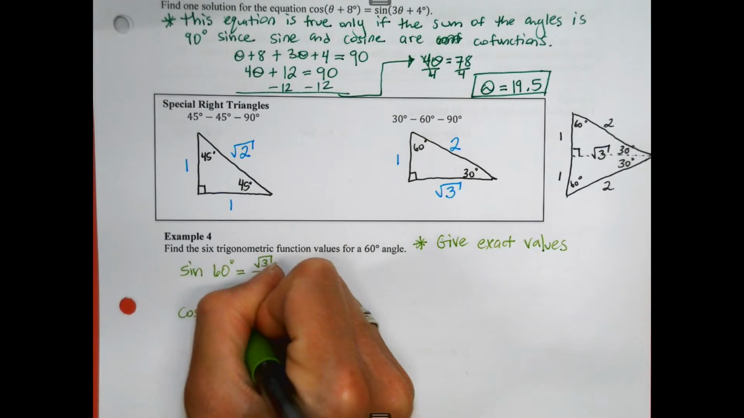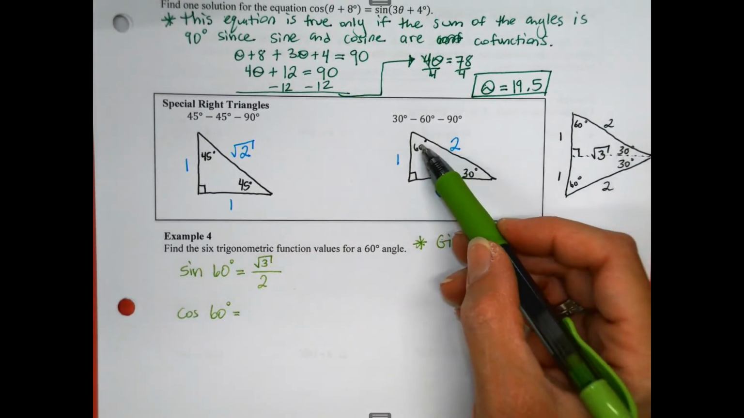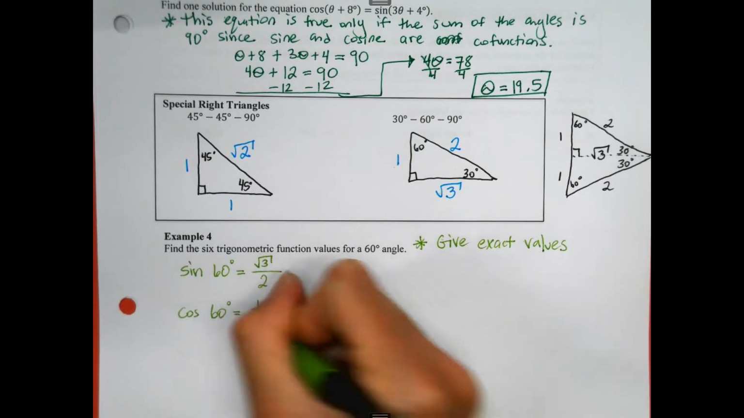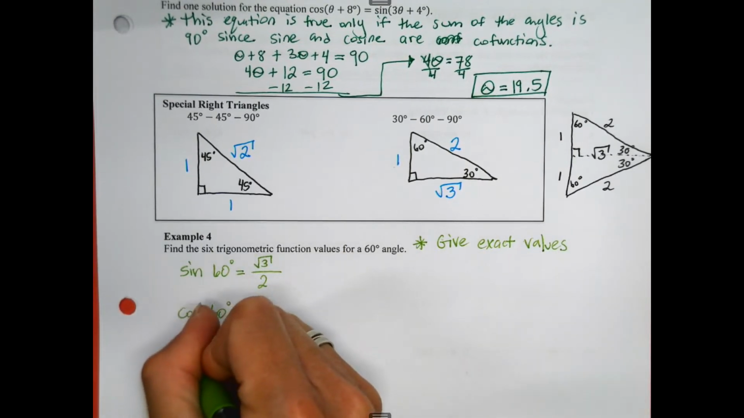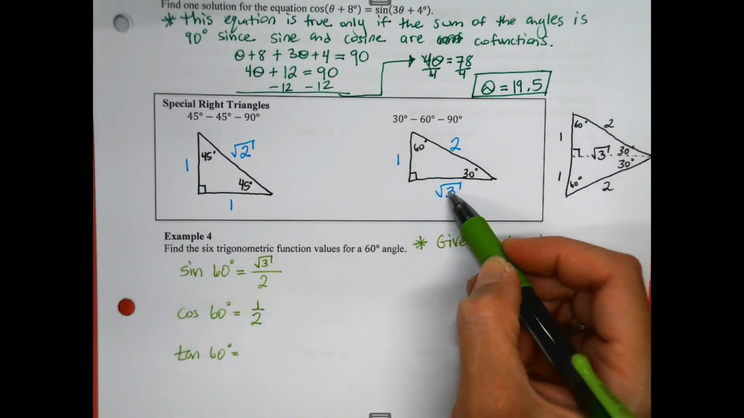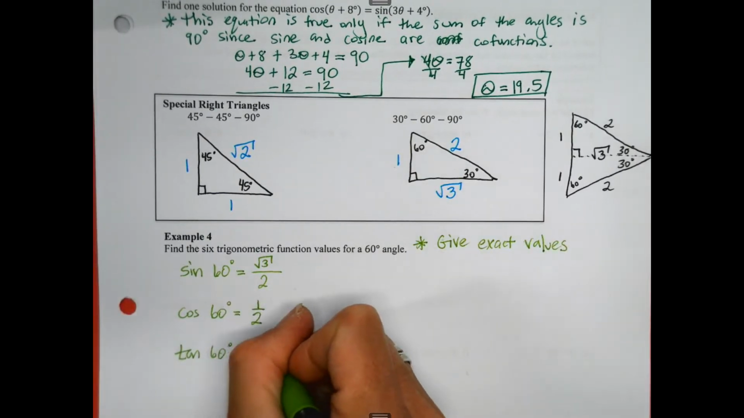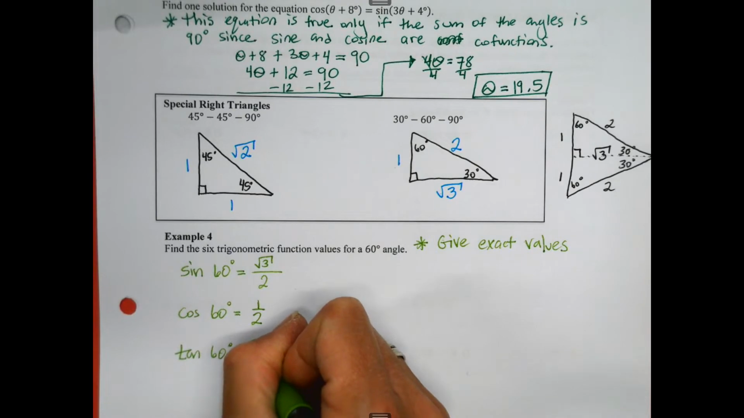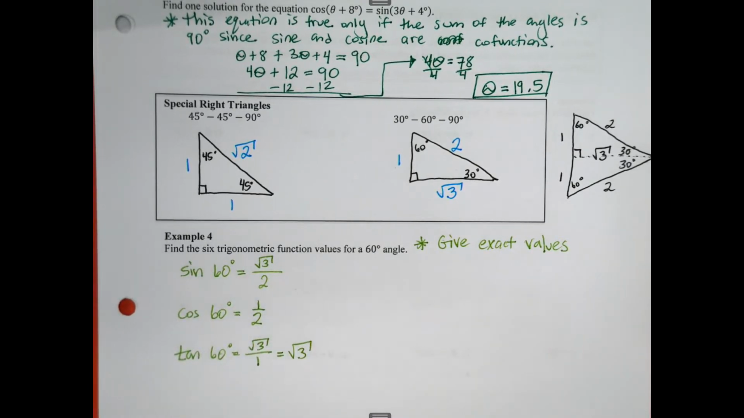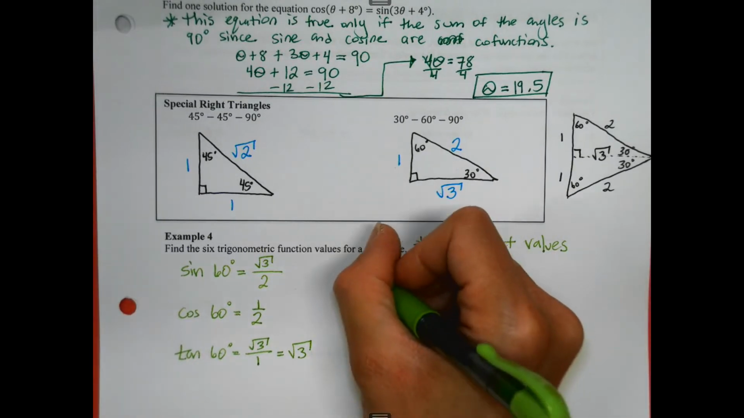Cosine of 60 degrees. Cosine is adjacent over hypotenuse. So it's going to be 1/2. And tangent of 60 degrees is opposite over adjacent. So we have the square root of 3 over 1, which we could just write as the square root of 3. Then to find our other 3, we can just use our reciprocals.